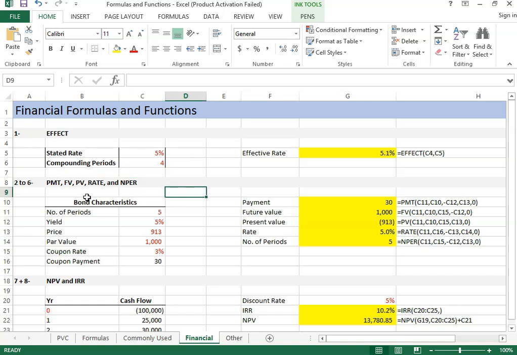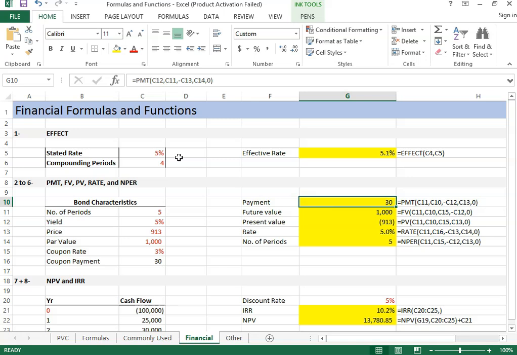Moving on, if you have to calculate present value, future value, rate, PMT, NPER, or number of periods, you can simply do it using that formula which we did earlier. So let's say this is the data set that you have. This is a bond. For this bond, you need to calculate what is the coupon payment. So what formula will you use?